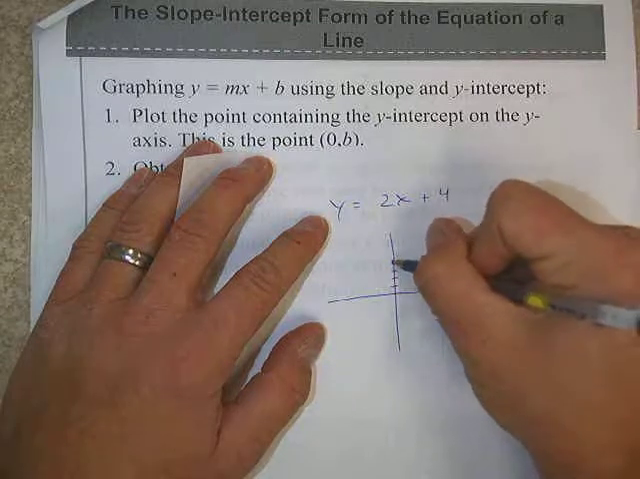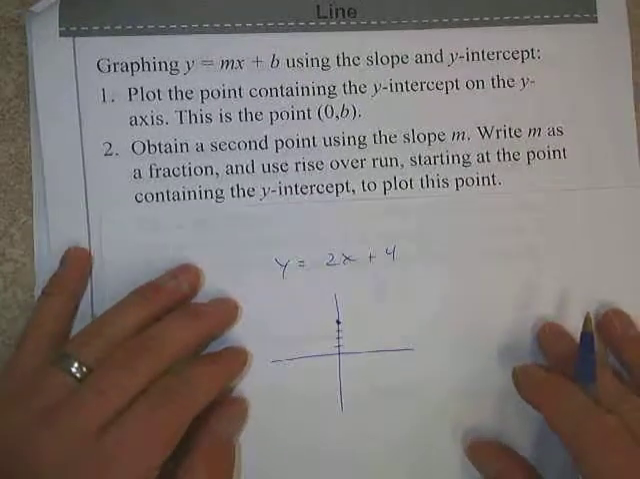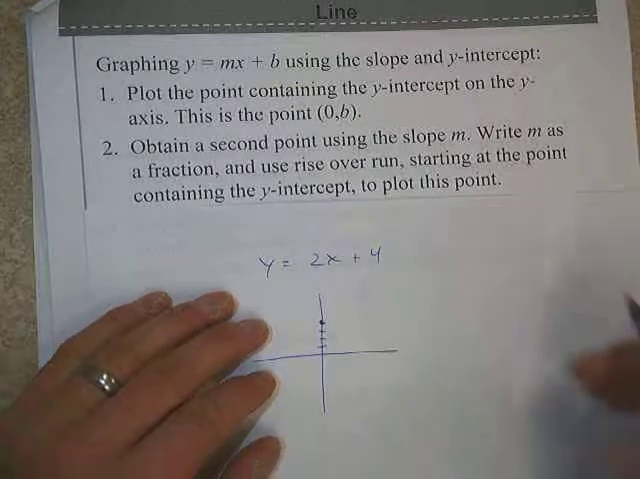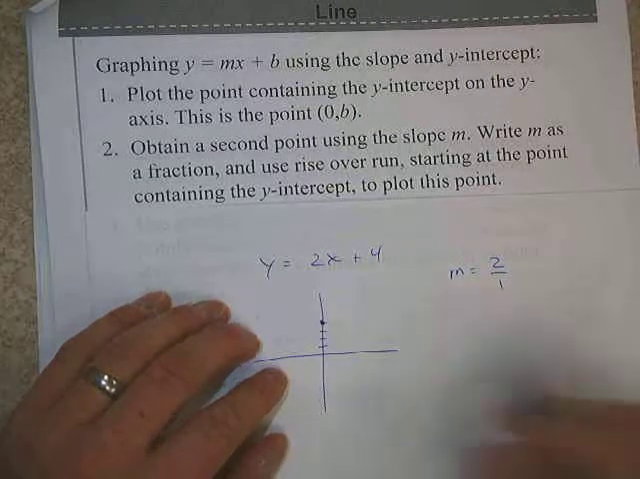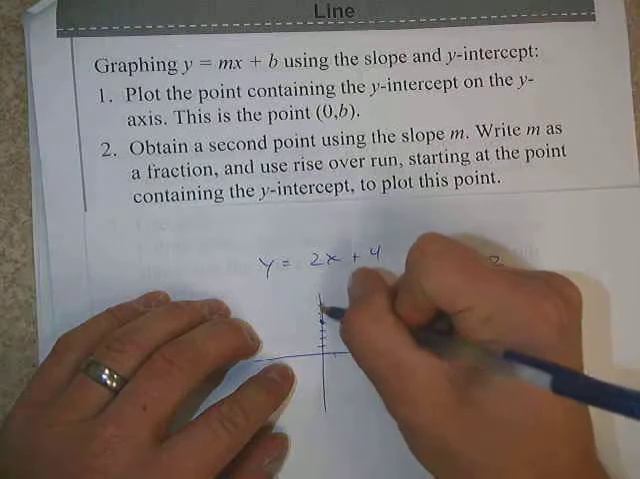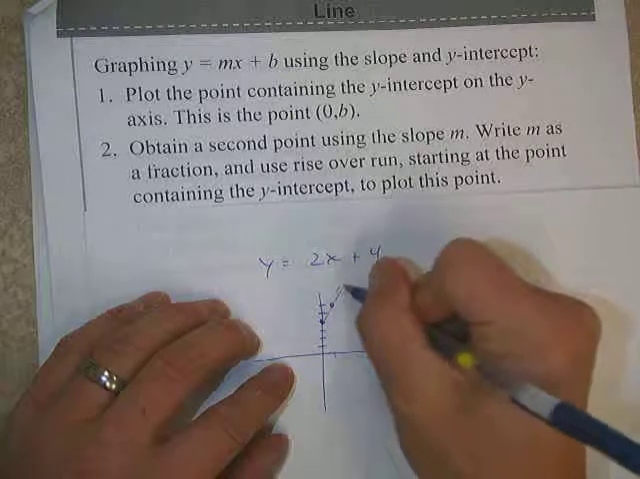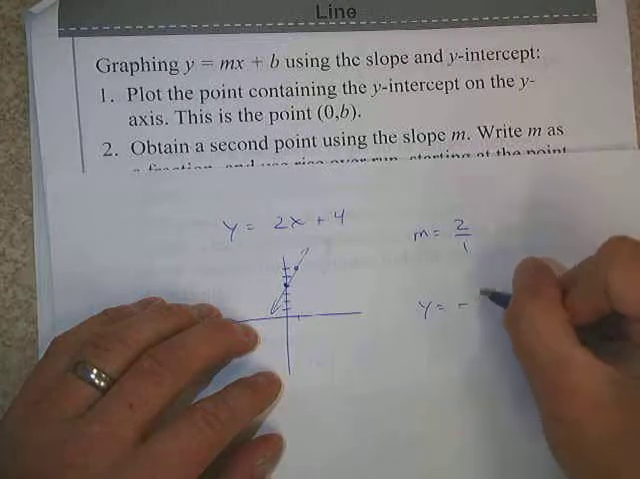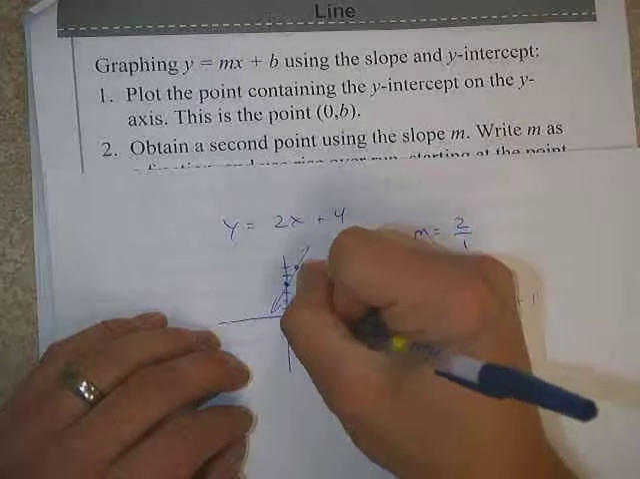As an example, if we were to do y equals 2x plus 4, on my graph, for step 1, I would go ahead and find 4 on the y-axis and plot it. So there's 1 point. And then step 2 says obtain a second point using the slope m. Write m as a fraction, use rise over run starting at the point containing the y-intercept, and then plot this point. So in our case, our m is 2, which is 2 over 1. So from this point that I just graphed, I'm going to rise 2, and run 1, and I'll make another point. Once I have that done, then I have my graph.